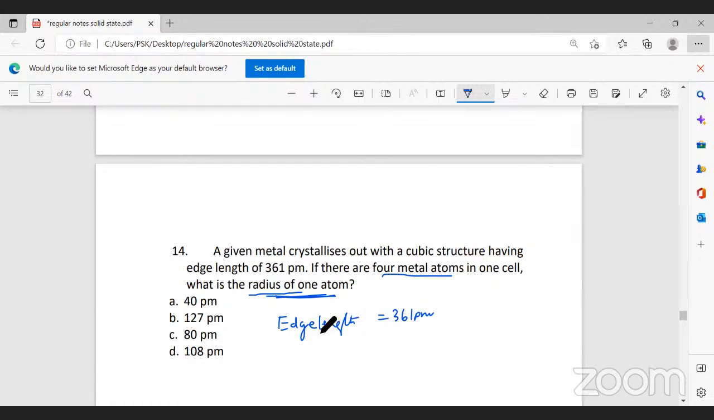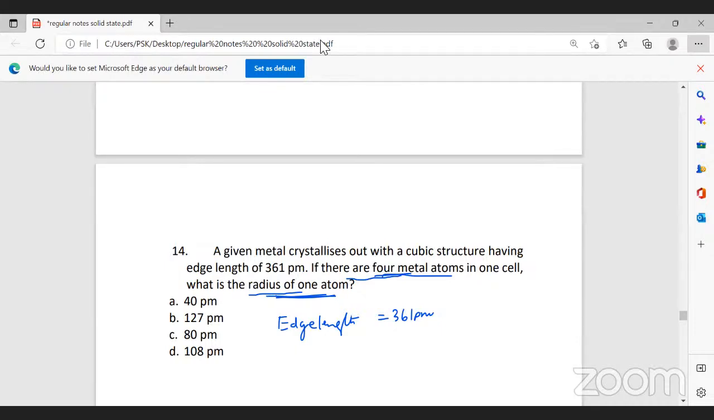What else is given? Read the question. A given metal crystallizes out in cubic structure having edge length 361 picometer. If there are 4 metal atoms in one cell, what is the information you get, students? Any information?